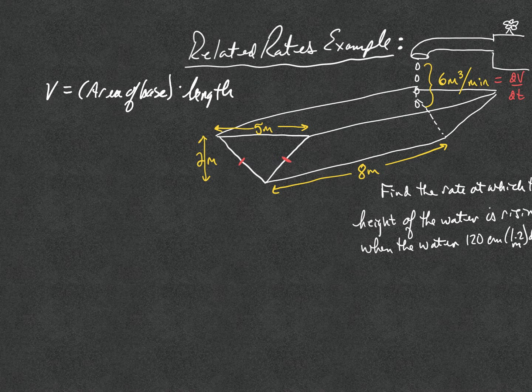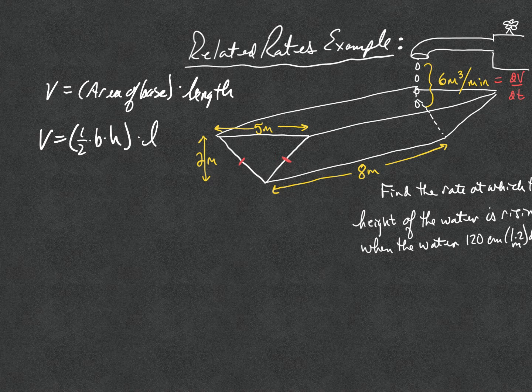Okay, now what shape is the base? We just said it, of course. It's a triangle, and the area of a triangle is 1/2 times the base times the height.